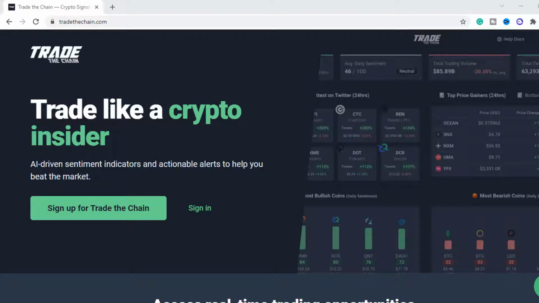Today we'd like to show you Trade the Chain. This tool helps you make decisions on your trades, and shows you short-term opportunities, what indicators you have and how to use them most effectively, as well as the price point in my opinion. All of this coming up right now.